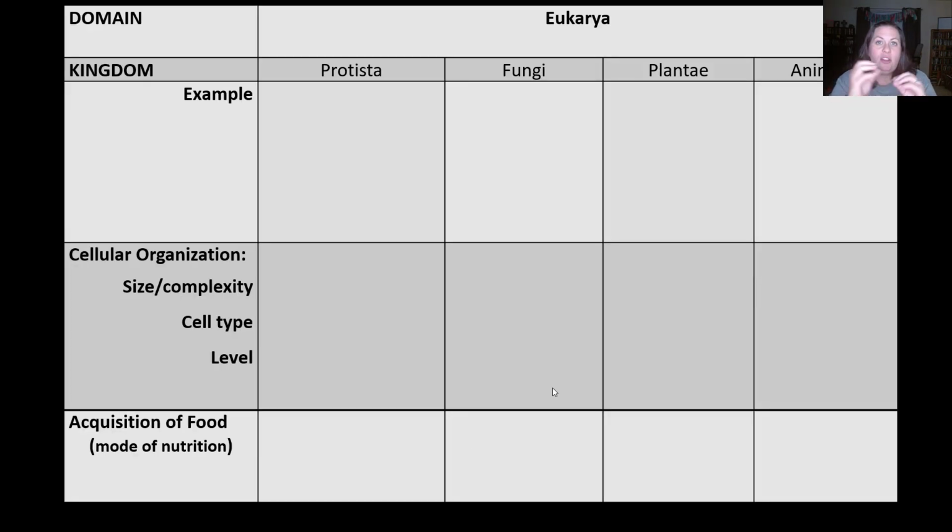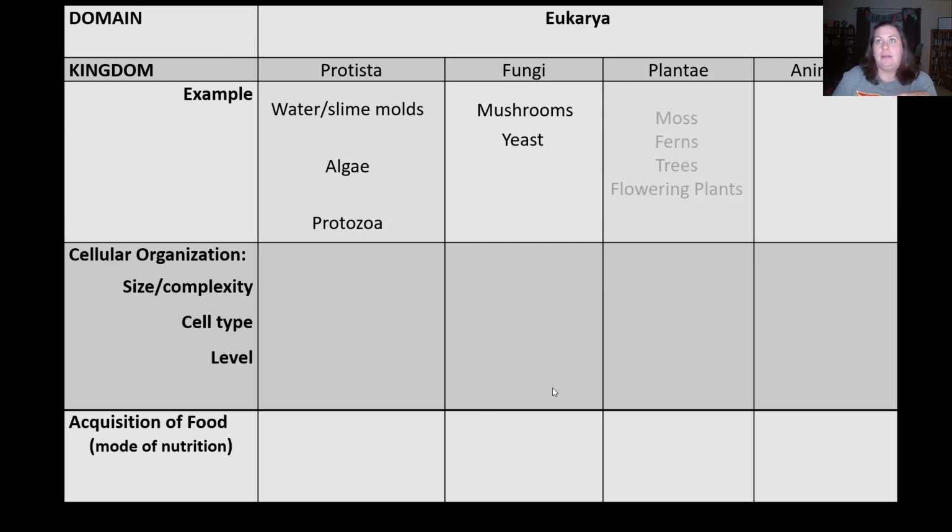Now let's look at the domain eukarya. Now the domain eukarya are going to be made up of cells that are eukaryotic, thus the name. This domain can be broken up into 4 kingdoms: Protista, fungi, plantae, and animalia. So let's look at Protista first. Some examples of Protista are things like water and slime molds, algae, and protozoa. Fungi examples are things like mushrooms and yeast. Plant, you have mosses, ferns, trees, and any of your flowering plants.